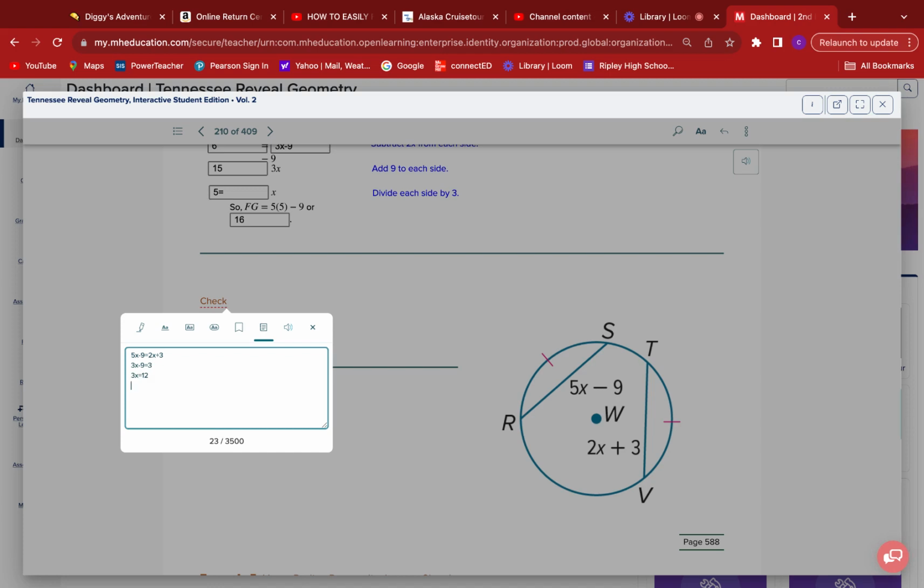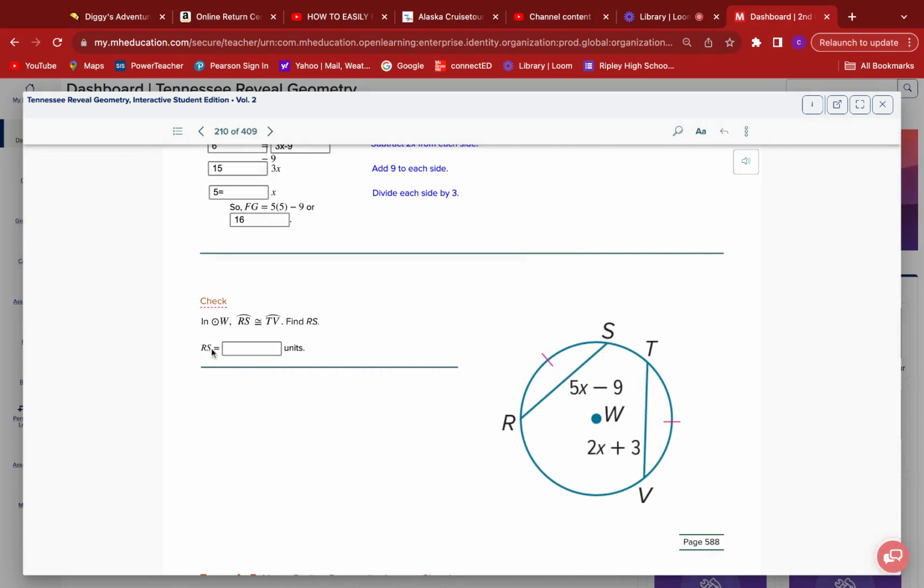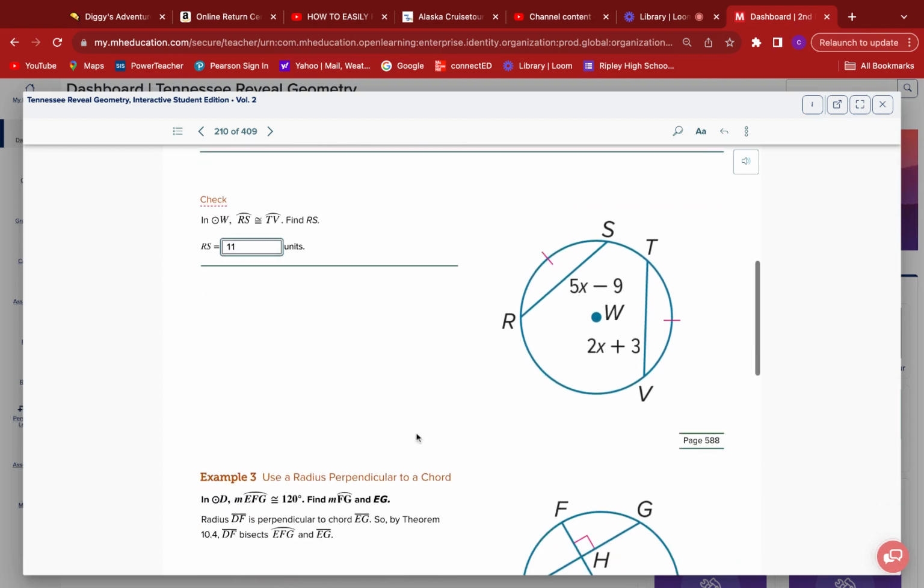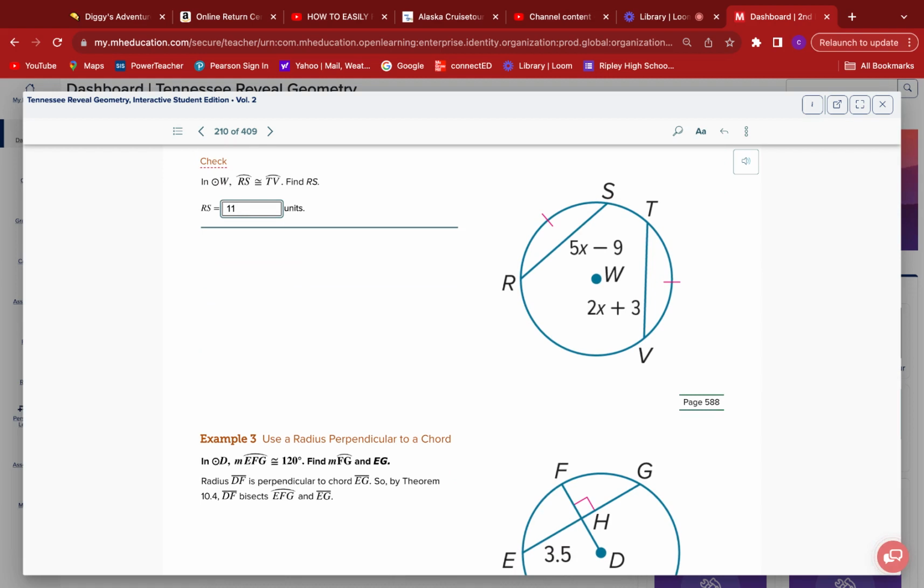And then the opposite of multiplying by 3 is to divide by 3. So 12 divided by 3 equals 4. Now, I believe they actually want me to plug this in to RS, but it's going to be a 4 that I plug in. 5 times 4 is 20, and 20 minus 9 is an 11. If you happen to plug it in here, 4 times 2 is 8. 8 plus 3 is 11. So if you want to have your students check, or, hey, if you're one of my students, that's a good way to check.